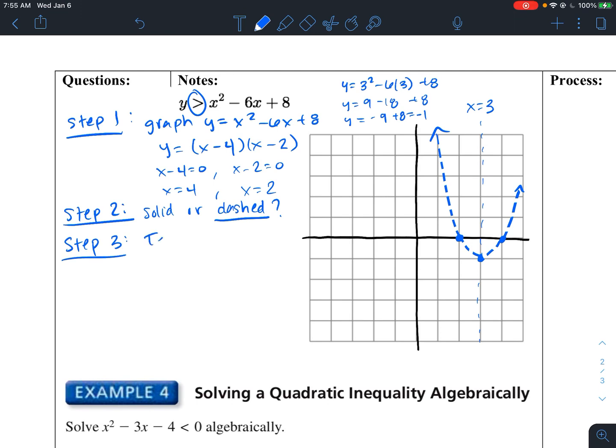is to test a point. Remember that if the point 0, 0 is available and not on the line of the function, use that point. So I'm good here. So I'm going to use the point 0, 0 to test that. So for y is greater than x squared minus 6x plus 8, let's plug in 0 for y and 0 for x.